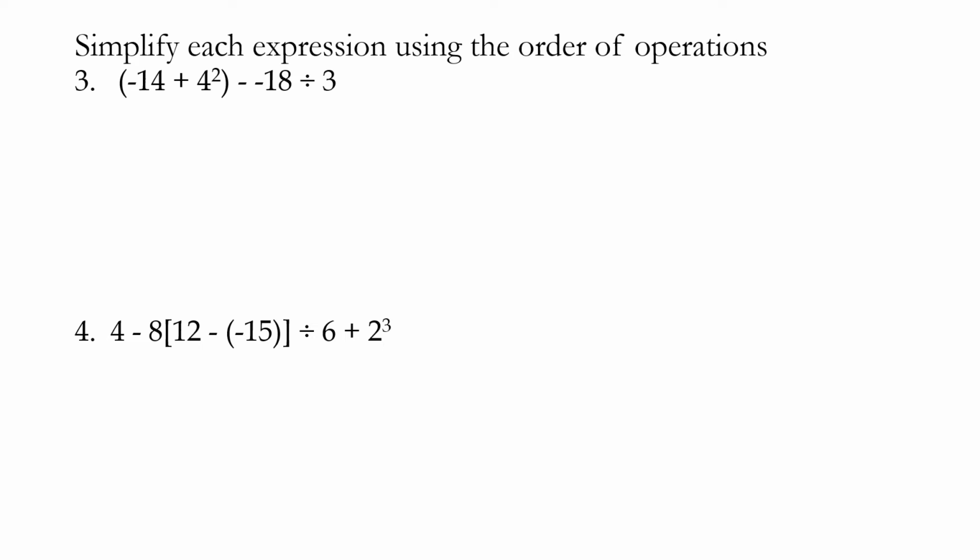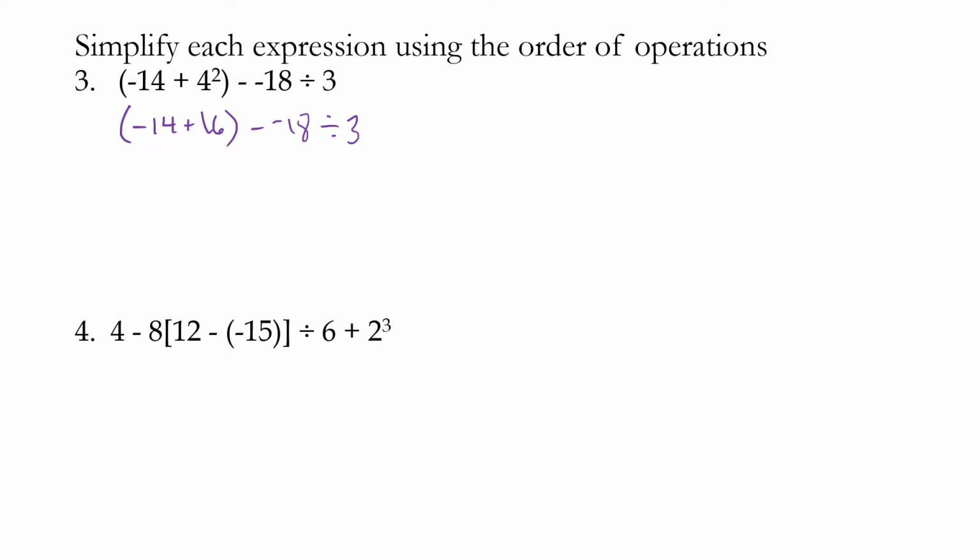Alright, so in this one, I notice there's parentheses, there's also exponents. So if I'm asked to do what's inside the parentheses, you still follow the order of operations inside the parentheses. So inside these parentheses, there's addition and there's exponents. I'm going to do the exponents first. So negative 14 plus 4 squared is 16, because 4 times 4 is 16, minus negative 18 divided by 3.